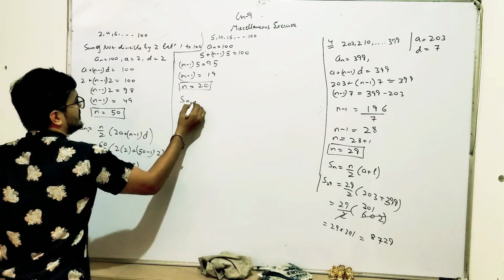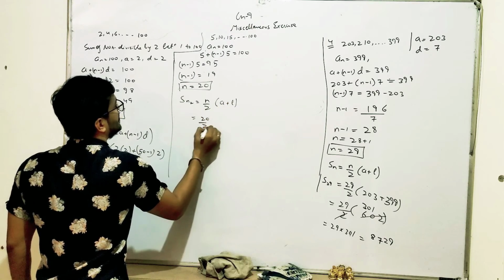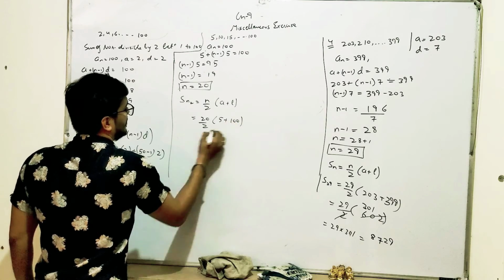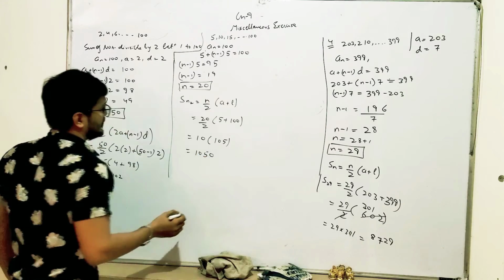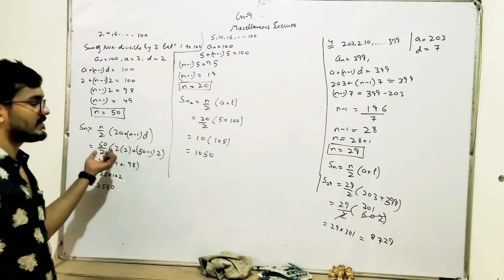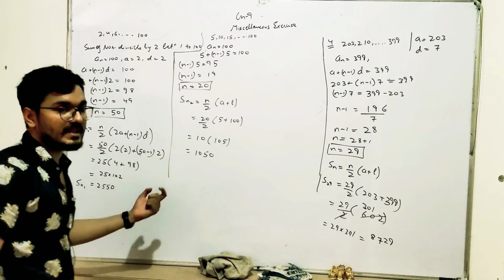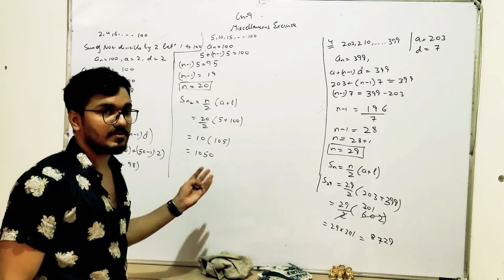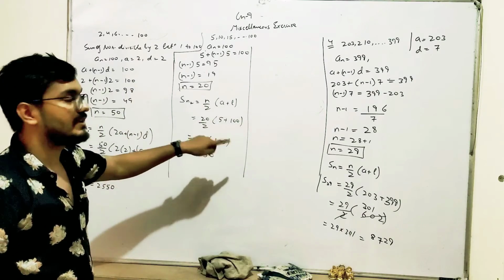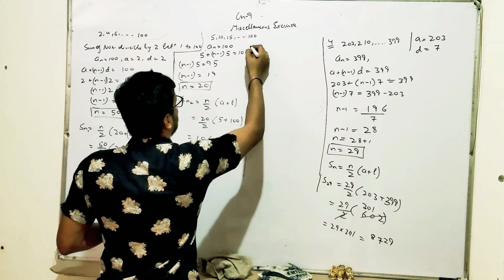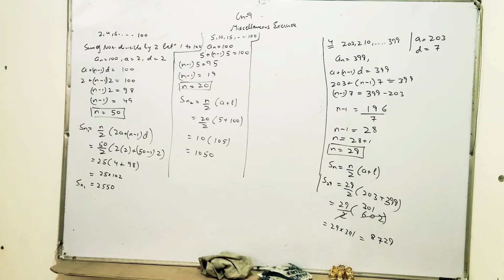So Sn2 is equal to n by 2 times a plus l. So 20 upon 2, a value is 5 plus l is 100. So 10 times 105, which is 1050. So these are the sum of numbers which are divisible by 2 and which are divisible by 5. But if we add these two numbers, we will have counted the numbers divisible by both 2 and 5 twice, right? So we just have to subtract the sum of numbers which are divisible by both 2 and 5 from it.